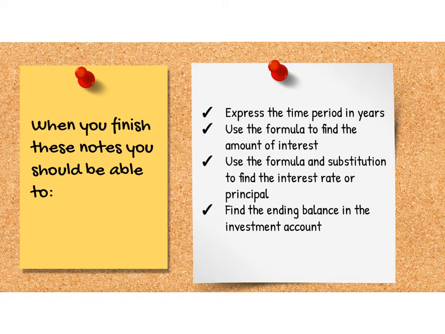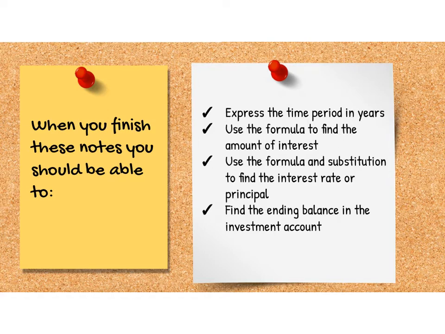Use a formula or substitution to find interest rate or principal or time. They use other variables, the P, the R, the T. And find the ending balance in an investment account, because sometimes, yeah, it's great to know how much interest we earn, but I want to know how much money I have at the end. Kind of like when you do discount. It's good to know how much money I save, but in the end, I want to know how much it's going to cost me to buy whatever it is I'm buying with the discount.